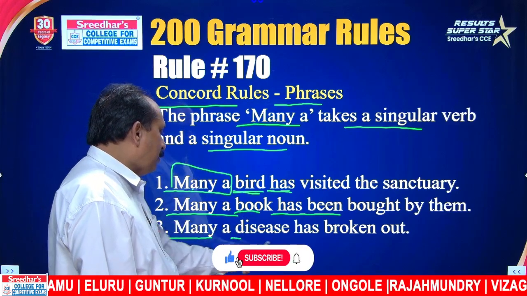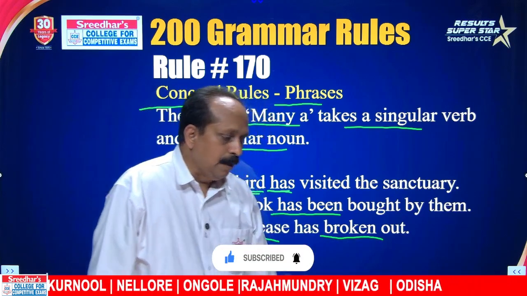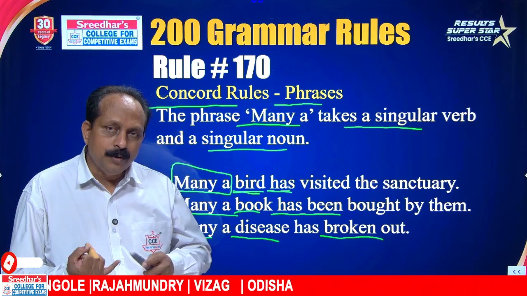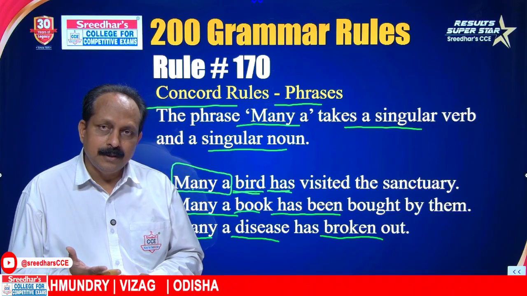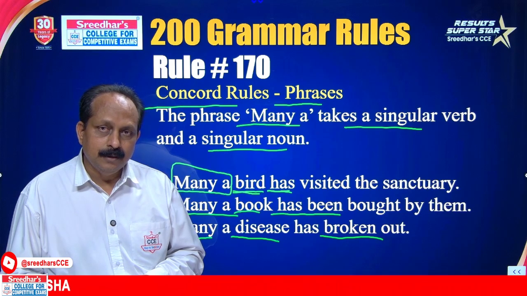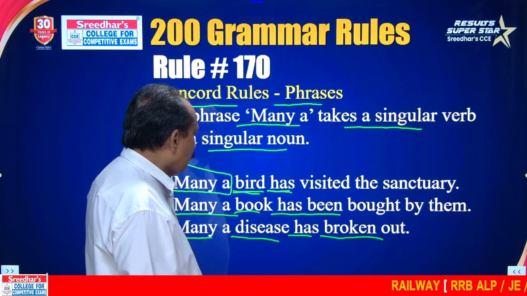Many a disease has broken out. Break out is a phrasal verb. What does it mean? To start suddenly. It goes with war, clashes, diseases, fire, volcanic eruptions. And here broke out, broken out, past participle form.